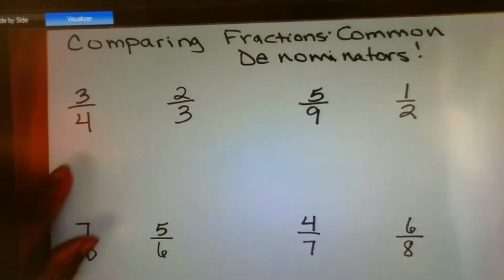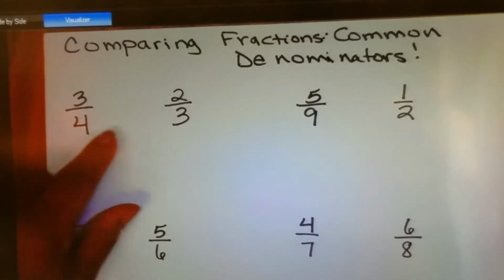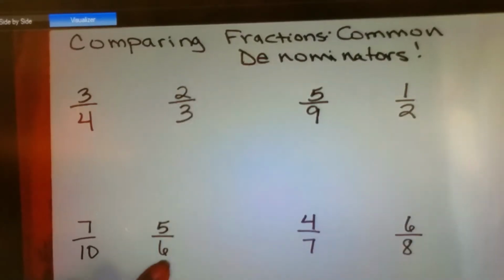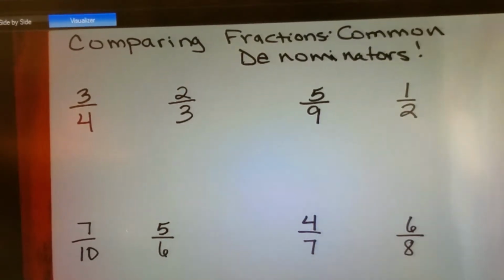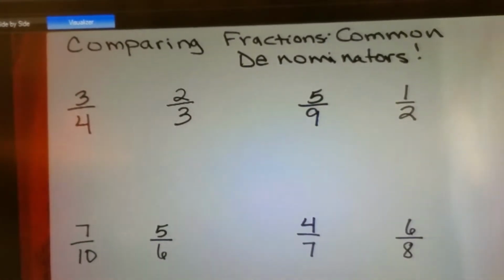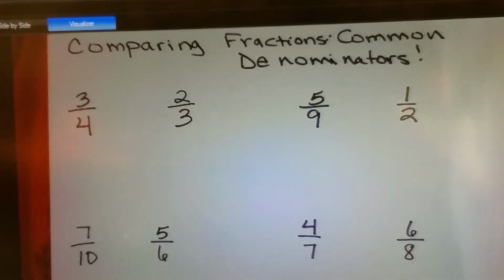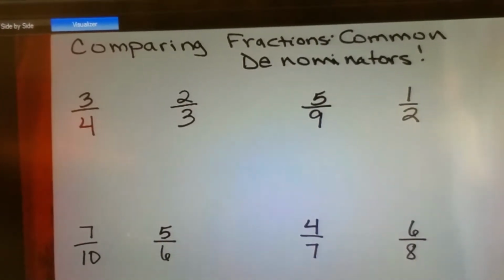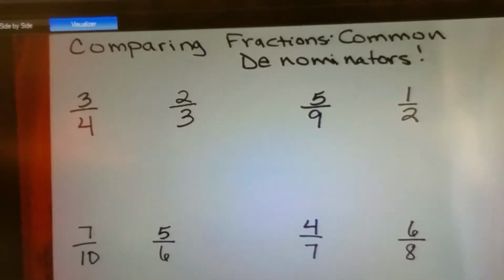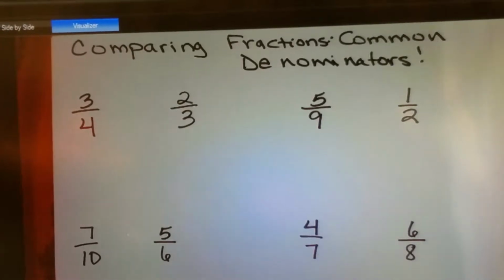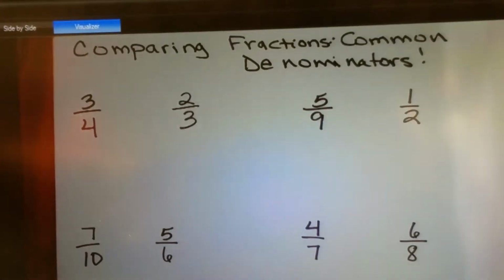When we think about our denominators, they are the bottom number in each fraction. These are your denominators. And in order to compare our fractions, they must have the same denominator, and that helps us compare them more easily. So we start by using our multiples, seeing what is the least common multiple that each number has in common.